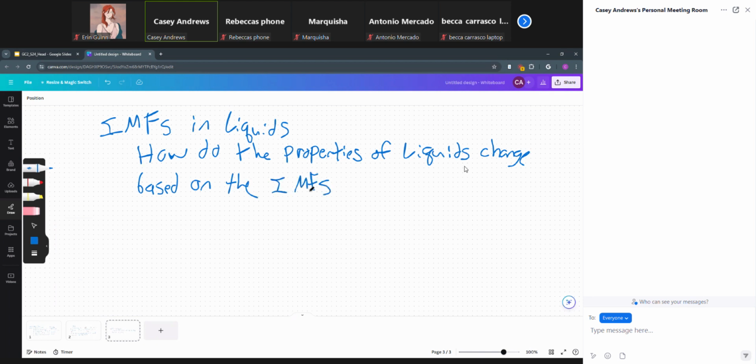Because remember, chemistry is the subject of I want to understand how every type of matter in the universe behaves. I'm trying to understand that. And so IMFs, intermolecular forces, play a huge role in the behavior of liquids. And so the first property, property 1 that we're going to talk about, is what we call surface tension.